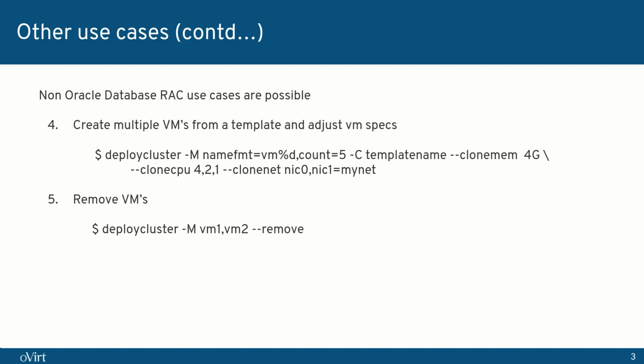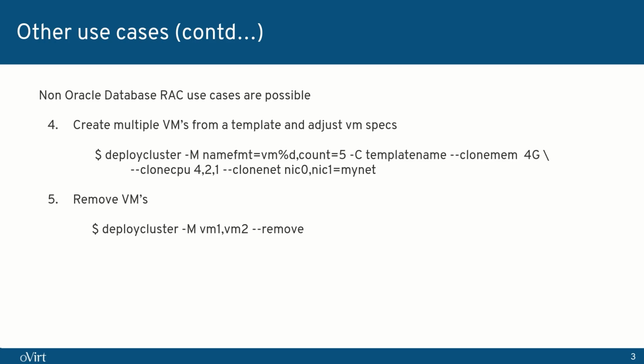So the next couple of examples: create multiple VMs from a template. Again, I'm using the name format here. We'll create 5 VMs of 4 gigabytes from a template called template name, and it will change the CPUs to 8 CPUs, 4 times 2 times 1, 8 vCPUs basically, and 2 networks. So here's creating, again, if you wanted to create an Oracle Linux template or any other template that you might create, like a golden image, you can spin these up automatically and very simply using the deploy cluster tool.